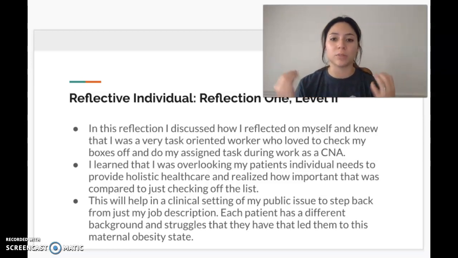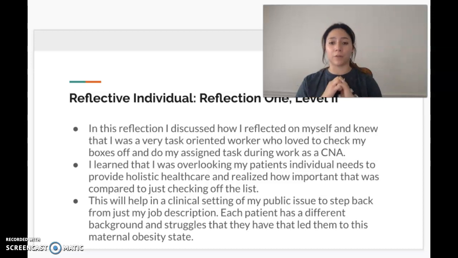So again, with maternal obesity, it's the same thing. Everyone has different backgrounds and different struggles that have maybe led them to be in this maternal obesity state. And just really stepping back from just what's my job, what images do I need to take as a sonographer, and really investing in my patients and giving them the holistic care that they need.